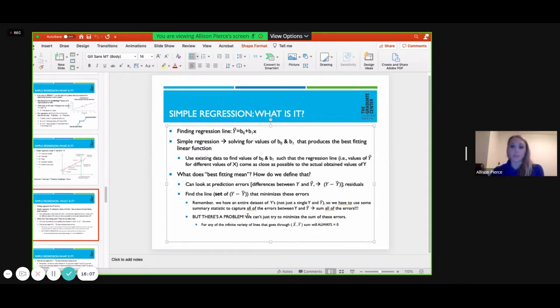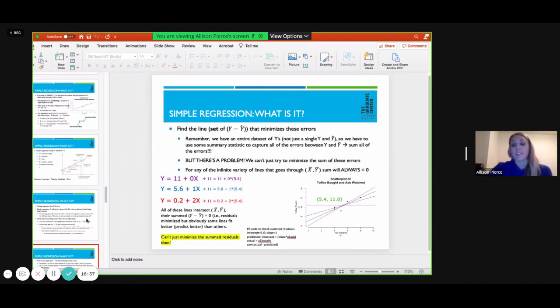But again, just like with sums of squares, there's going to be a problem. This is a different problem. We can't just try to minimize the sum of these errors, because there are a bunch of different lines that will go through the mean of X and the mean of Y, and if we sum those errors, it's always going to sum to 0. This is similar to the issue we have with sums of squares, right? Because if we take all the differences from the means and calculate those sums, it's always going to be 0 unless we square it. So we're going to be facing this problem once again.